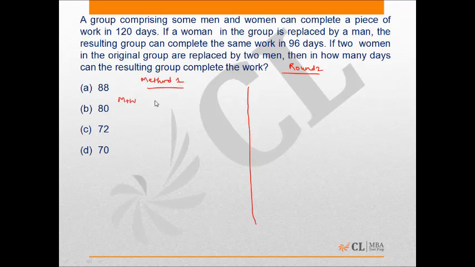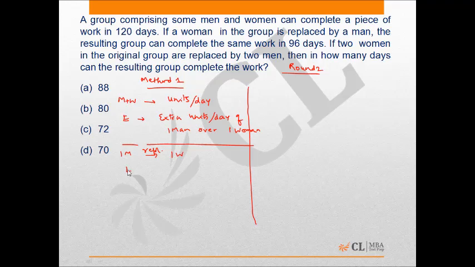Let's say m plus w is the number of units of all men and women working per day. So units per day of all men and women initially. E is extra units per day of one man over one woman. Now in this question, one man replaced one woman, which means he brings in E units per day extra.